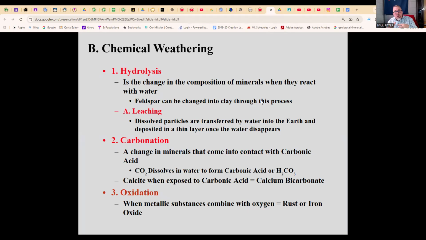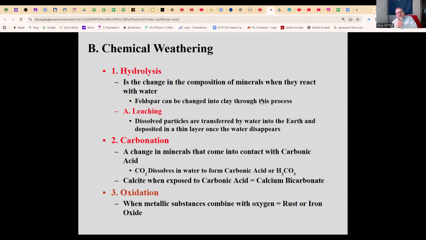Hydro means water. Lyse means to split. So, water splitting. When it rains, water goes into the soil and chemically changes the composition of that soil. Here's a good example: if you have feldspar in your ground, just putting water in it will change it to clay. And when we deal with clay, what are we doing? We're taking those particles and bringing them together chemically.